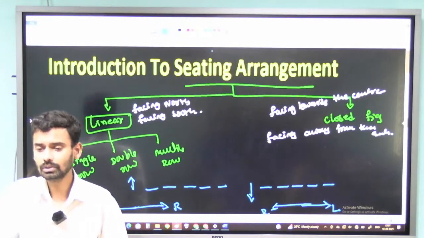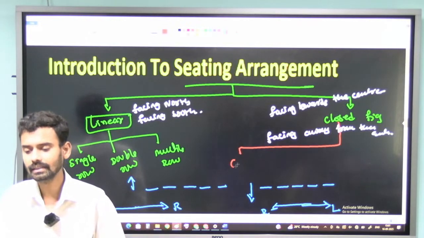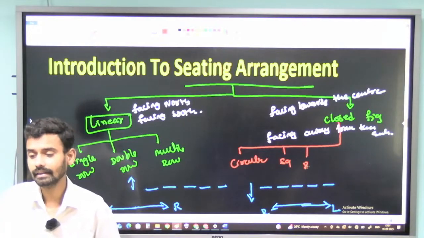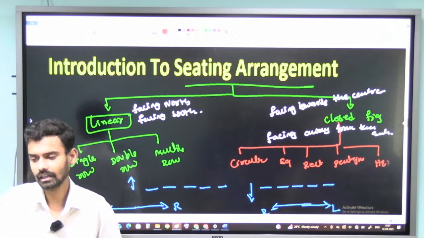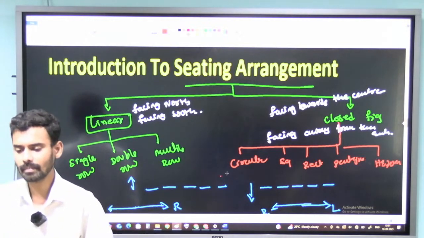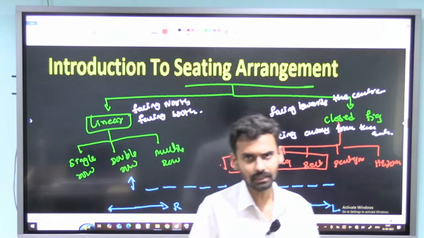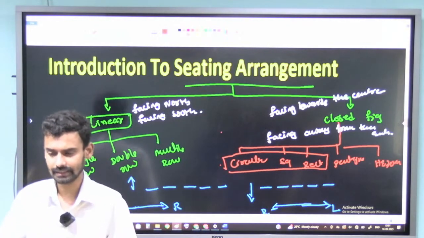Next, when it comes to closed figure seating arrangement, we have different types. One is circular seating arrangement, the second one is square table seating arrangement, the third one will be rectangular seating arrangement, or they can also give pentagon table, they can give hexagon table and so on. So these are the different types of closed figure seating arrangement, but the most common ones are circular, square table and rectangular seating arrangement. But in mains we can even expect pentagon and hexagon type of questions.